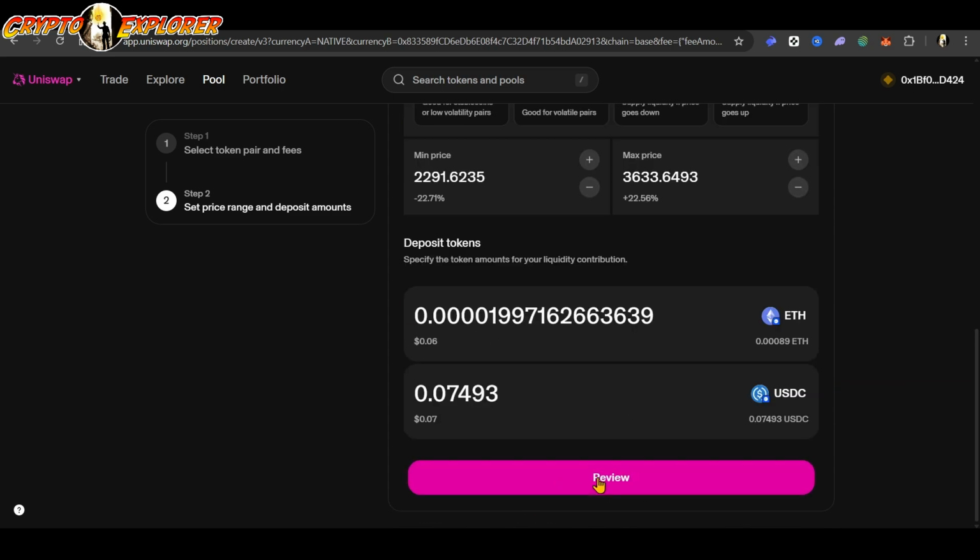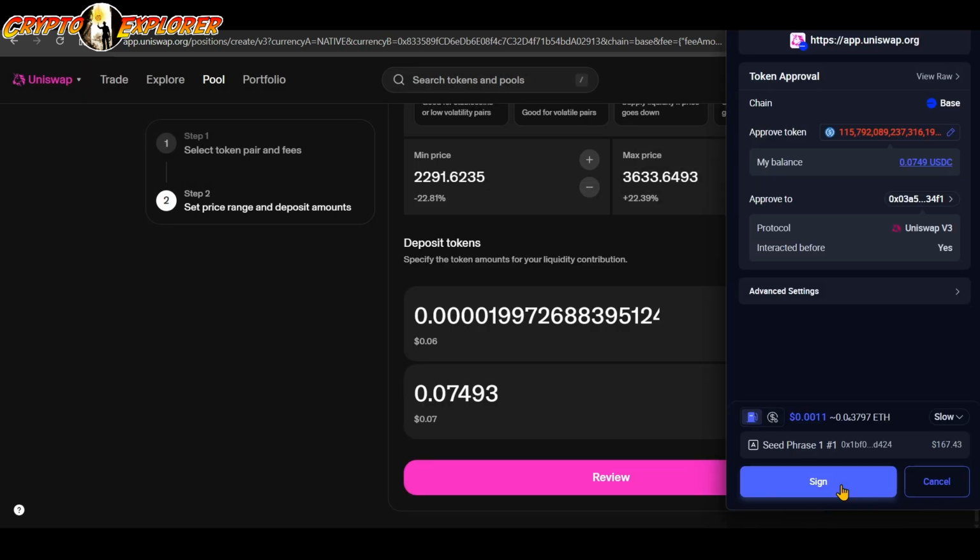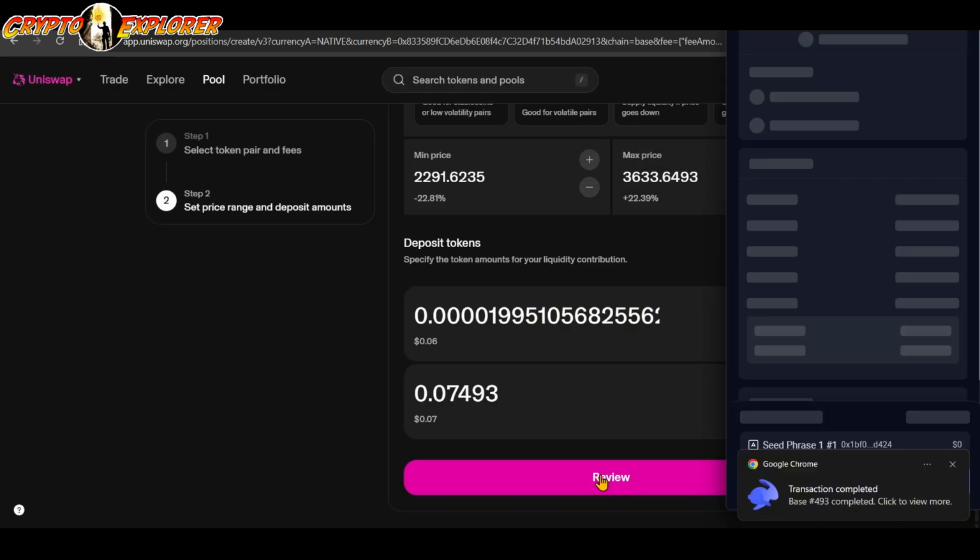So now I need to review this, and probably you'll have to accept a couple of extra authorization transactions for allowing Uniswap to access funds in your wallet if you never did this before. But once you do that for the first time and you authorize access to the funds in your wallet in USDC and in Ethereum, then you just need to go ahead and create a transaction. You see the network costs here are below 1 cent. That's how cheap Base is in gas fees. So I'm going to click create. I'm going to click sign in, confirm.